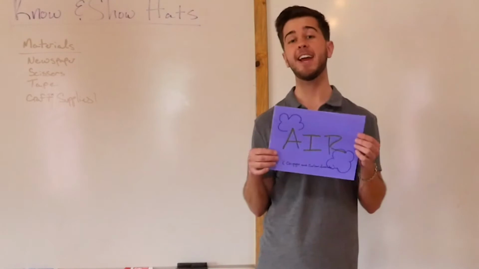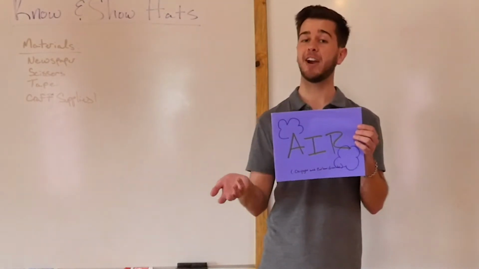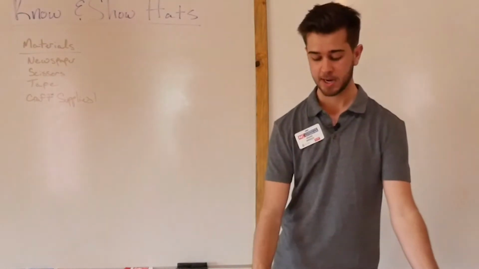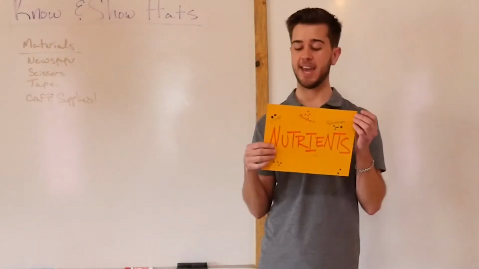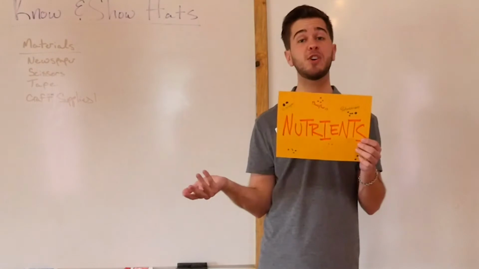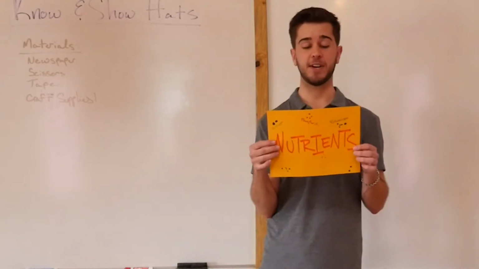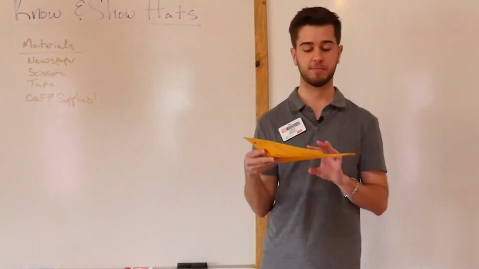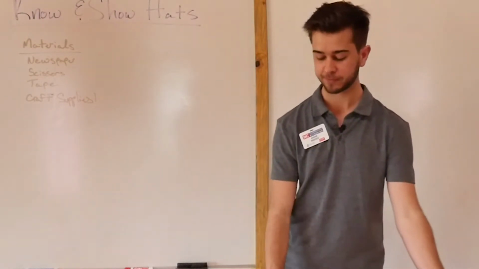A is for air. Your plants need air to make energy and to grow. With nutrients, for N, plants look for nitrogen, phosphorus, and potassium inside of the ground so that they can grow and be successful.